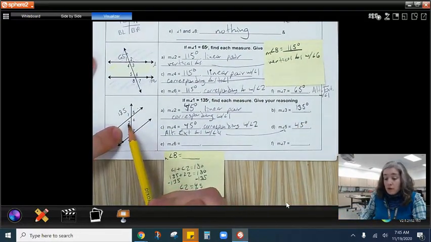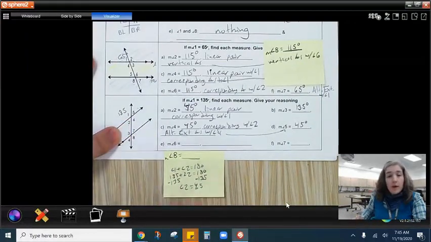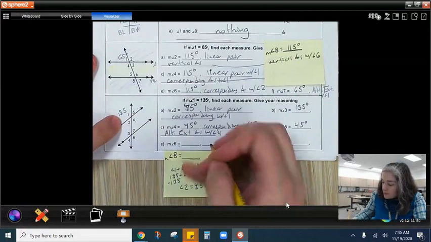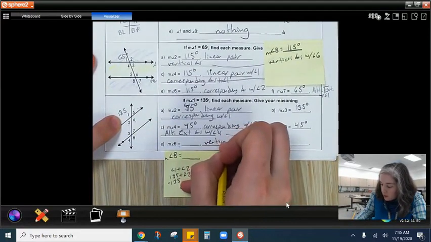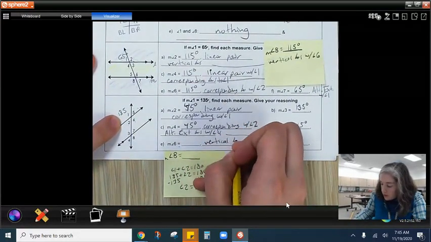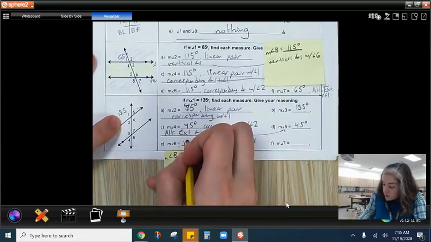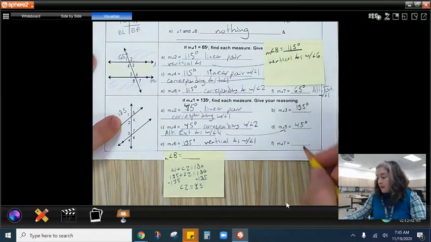Angle 5 is also vertical angles with angle 2. It's a linear pair with angle 1. Many different reasons. All right, angle 6 right here. I'm going to go with it's vertical angles with angle 1. So that means they're congruent. So angle 6 is 135 degrees.